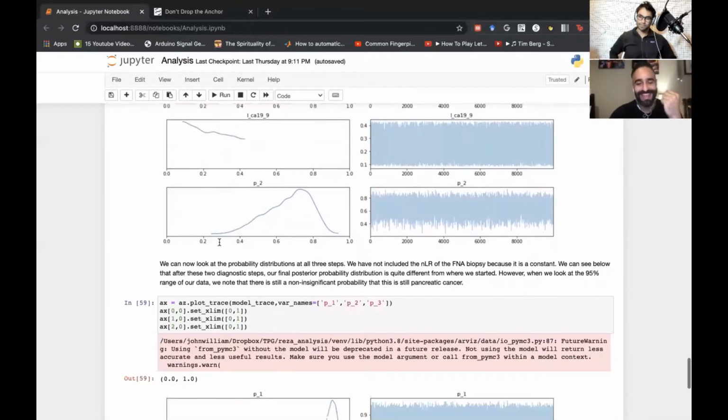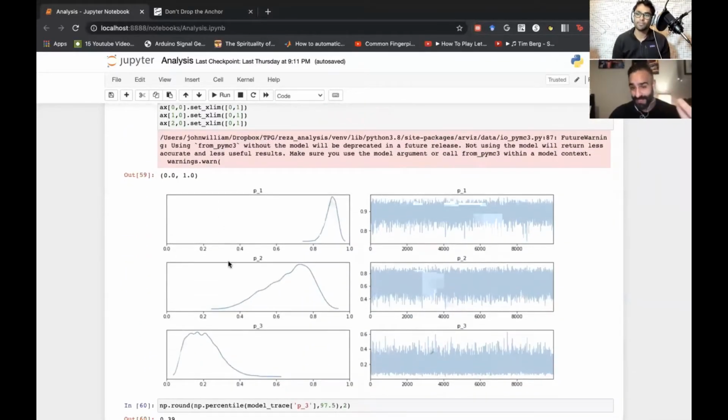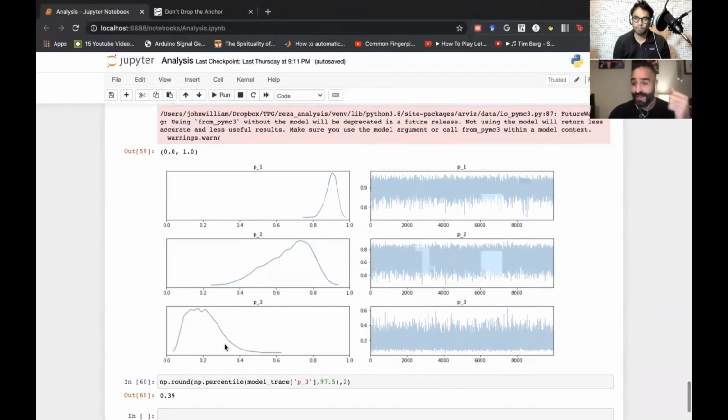Exactly. And then finally, we apply Bayes' theorem again, and now we have our prior, we have our post CA 19-9 probability, and then we have our post FNA probability. The FNA has a much lower likelihood ratio of 0.11, so it's a better test. And when you combine these two tests, they synergize. Now we have two orthogonal tests that are both telling us the same story.